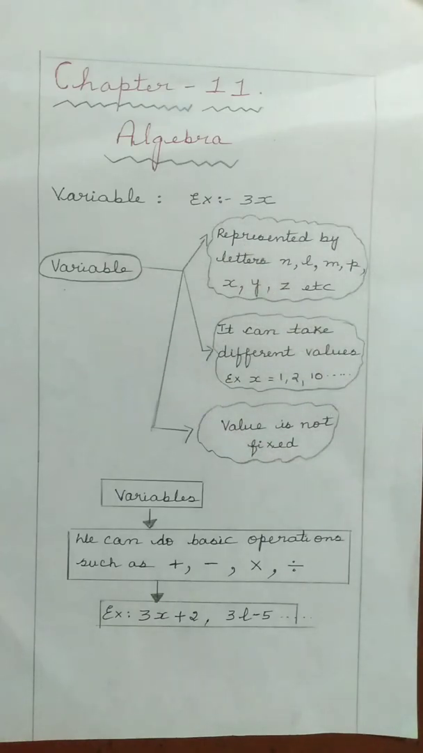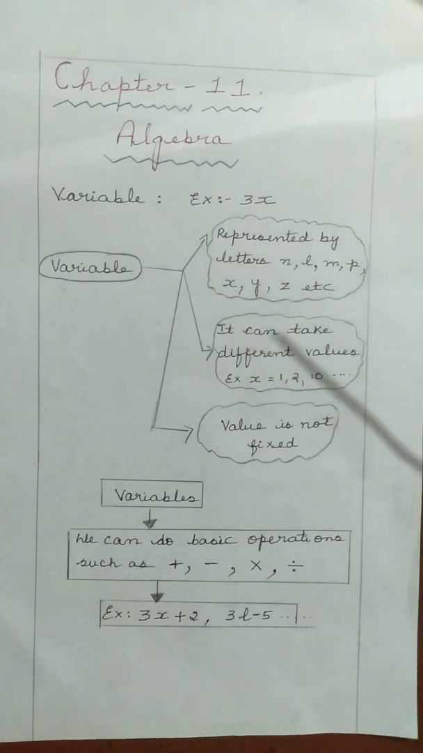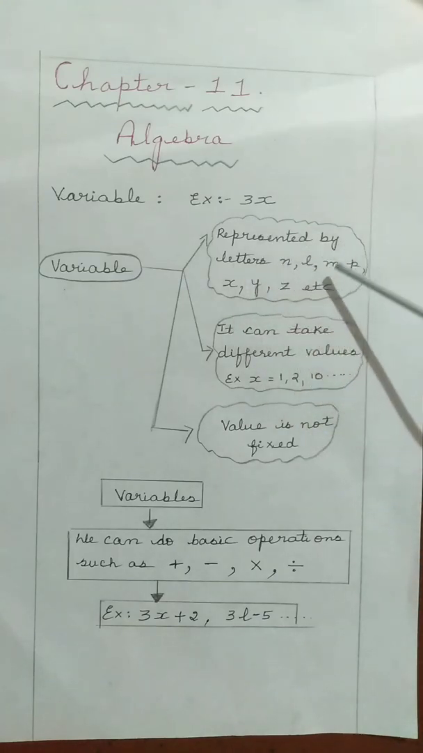Then how can it be represented? How to identify that x is a variable? Yes, usually these variables are represented by letters. So to denote a variable, you can take any letters. It can be N, L, M, P, X, Y, Z, etc. It need not be only x with the numerical values. We can take any letters to denote the variables. This is the first point. Variables are usually denoted by letters.